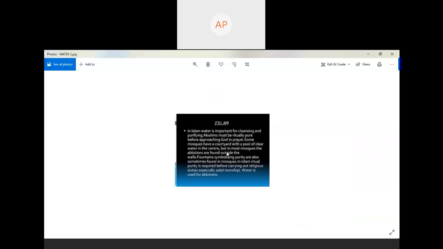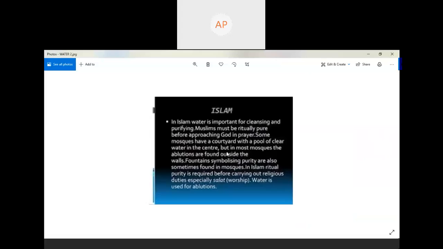In Islam also, water plays a very important role and acts as a cleansing and purifying agent. So before they do the prayer, they wash their hands. And some mosques have a courtyard with a pool of clear water in the center. So what do they do before they do the prayer? They wash their hands. They use it as a cleaning agent. So water symbolizes purity. So water is very useful and it plays a very important role in every religion.